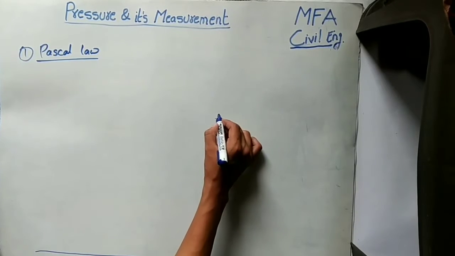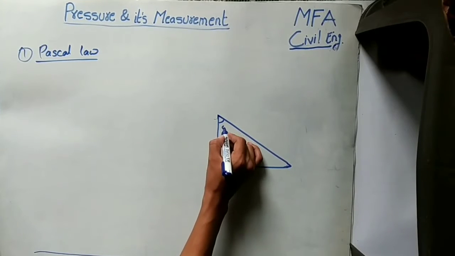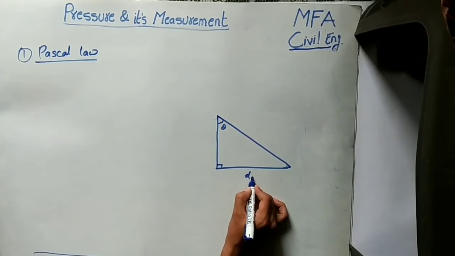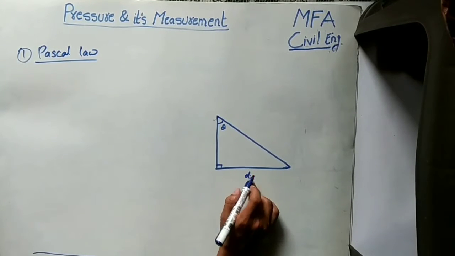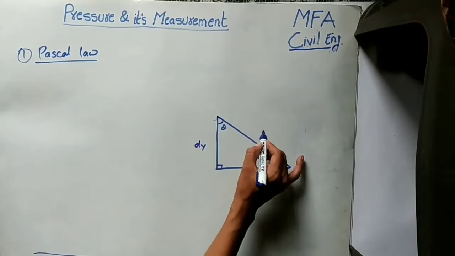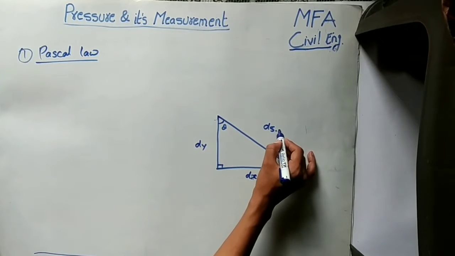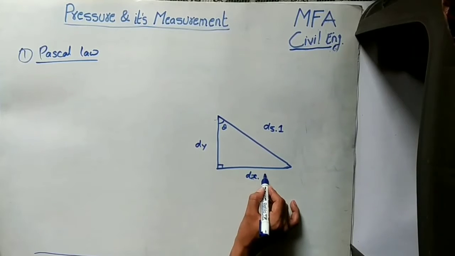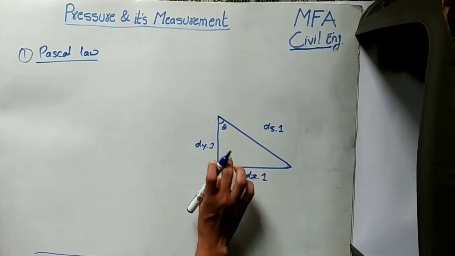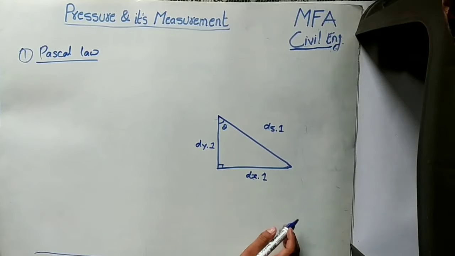Consider a fluid element of wedge shape of unit width, as shown in the figure. Now the horizontal side is dx along the x axis and the vertical side is dy along the y axis, and this is ds along the inclined axis. For the unit width, the area of this side is dx into 1, and the area of this vertical side is dy into 1 and ds into 1.